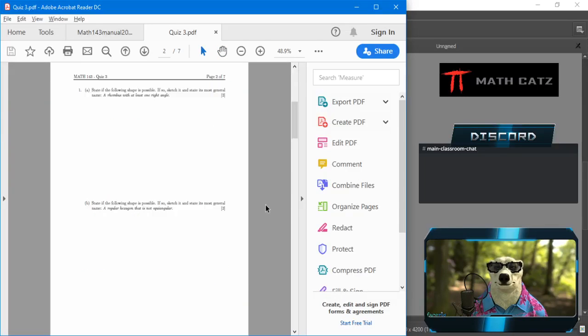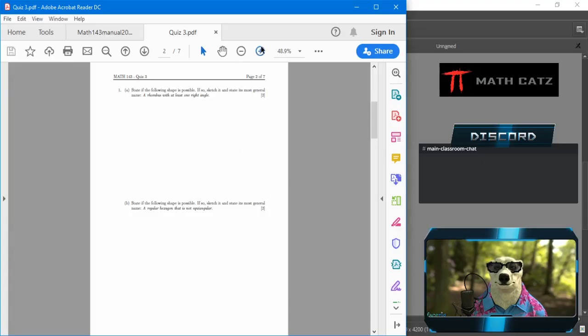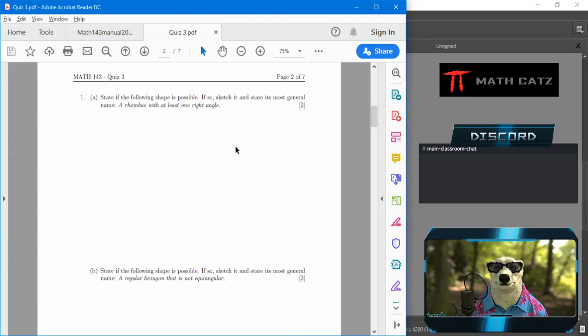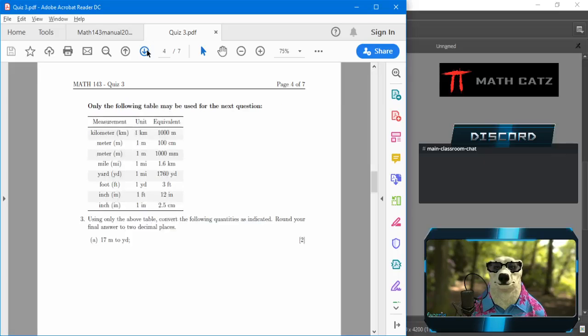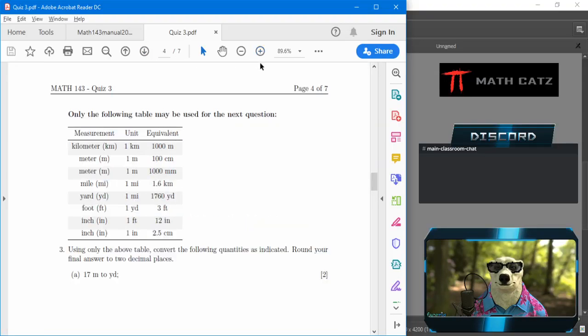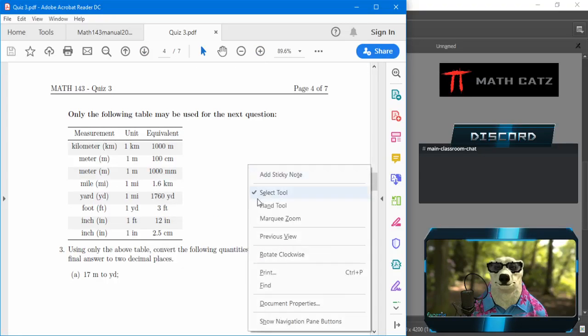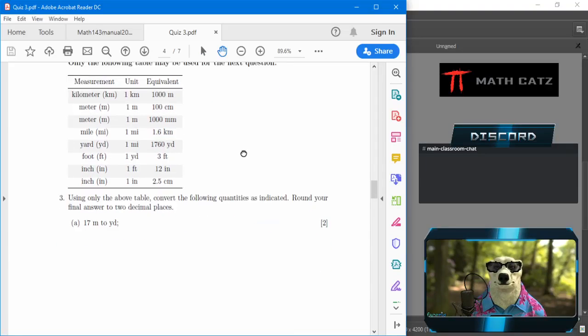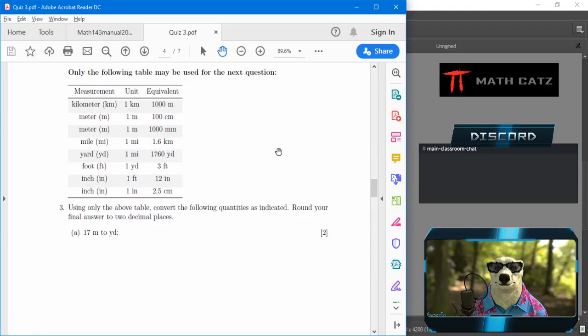Get away from me. Let's see here. Zoom, zoom. Page. There we go. All right, there we go. So here's our standard table. So it's not too overwhelming. There aren't too many things to work with. Simplify it a little bit.